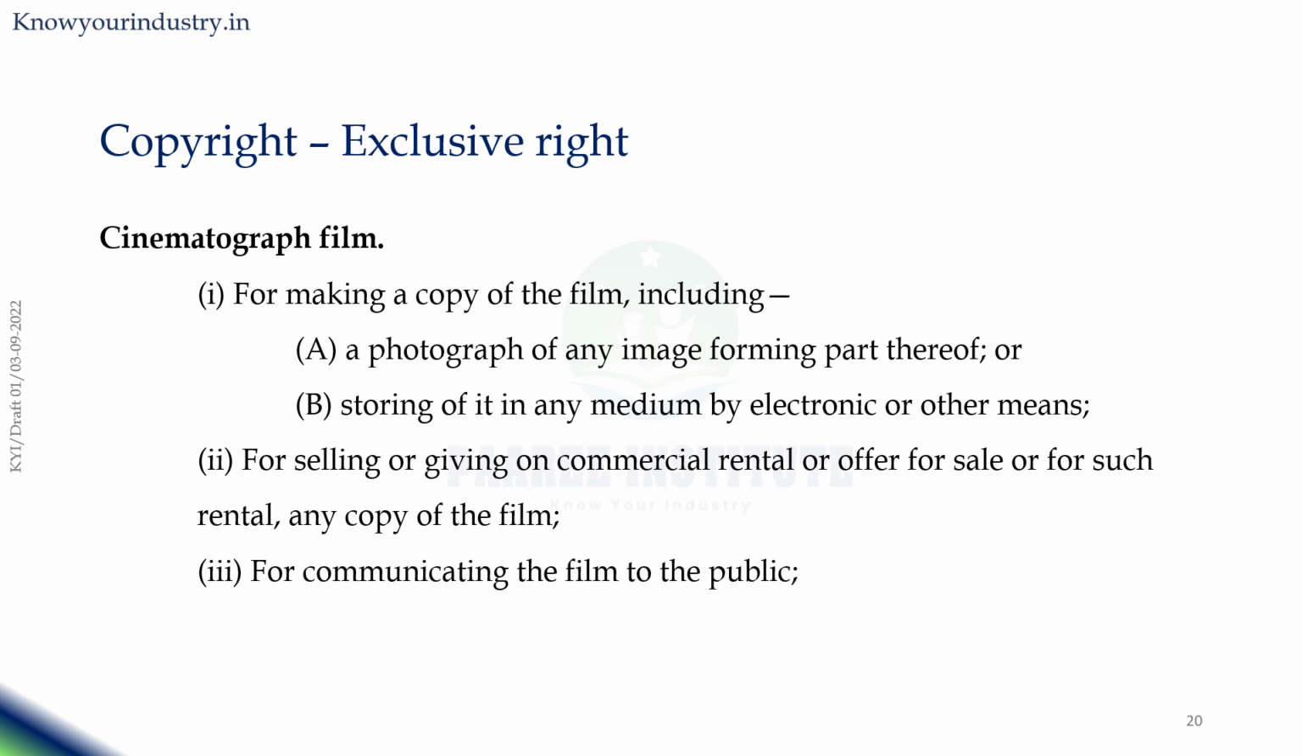The exclusive rights associated with cinematograph film under copyright protection are: the right to make a copy of the film, including a photograph of any image forming part thereof, or storing of it in any medium by electronic or other means. We can sell or give on commercial rental, or offer for sale or for such rental, any copy of the film, and communicate the film to the public. So these are the exclusive rights we have when we have copyright protection for cinematograph film.